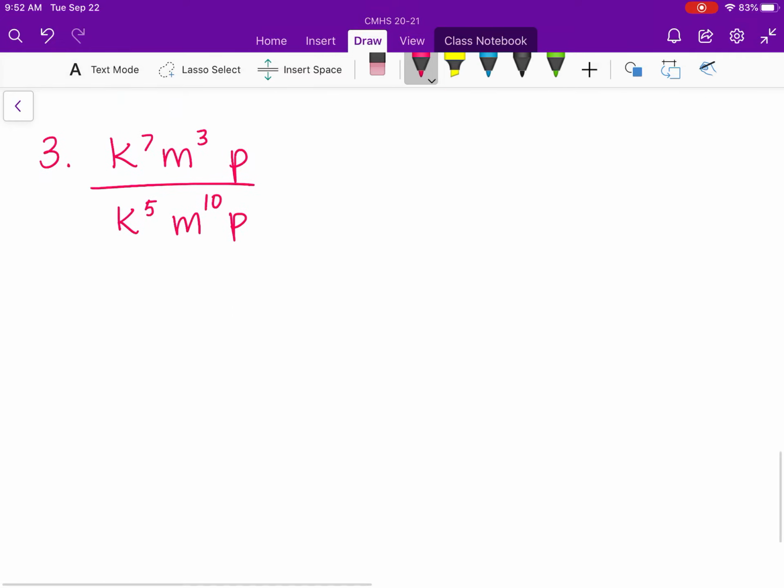That's what I'm going to do for this next one. I'm not going to write out the step, I'm just going to subtract in my head. So first we have the k's, 7 and 5. 7 minus 5 is 2. Then with the greens, I have 3 and 10. 3 minus 10, it's a negative.